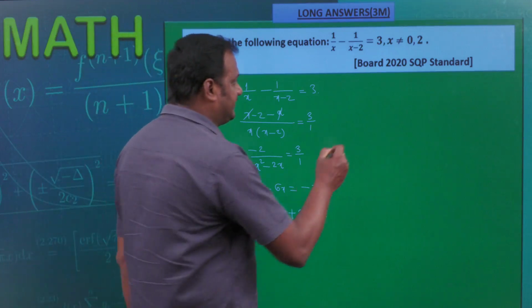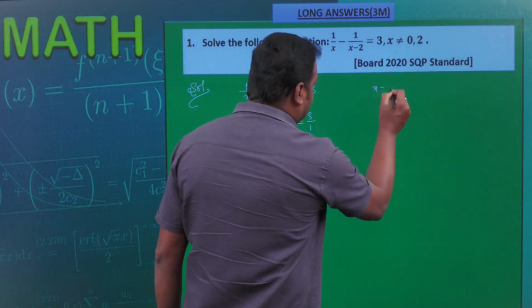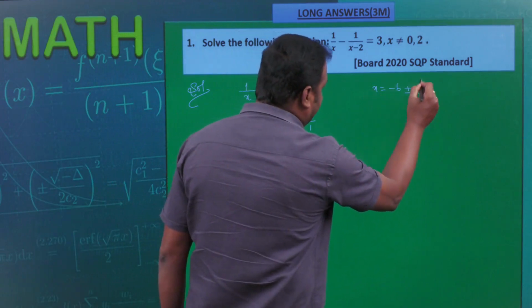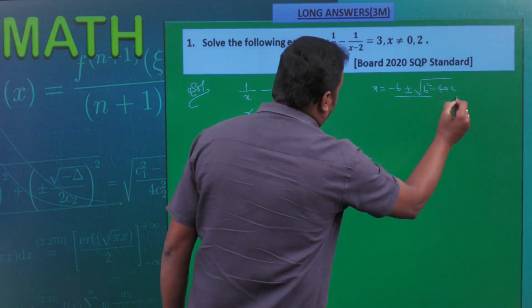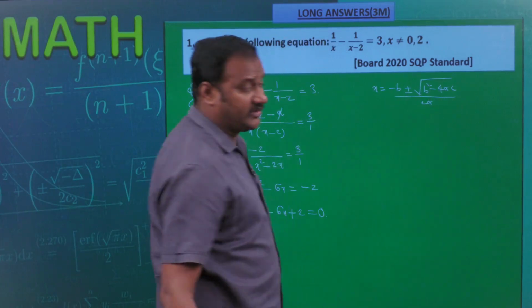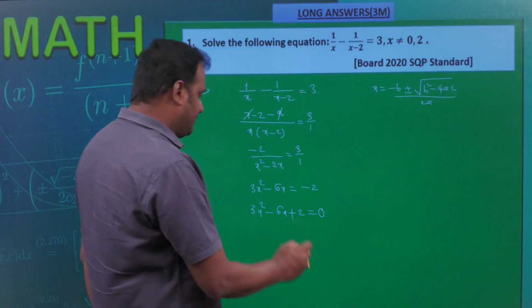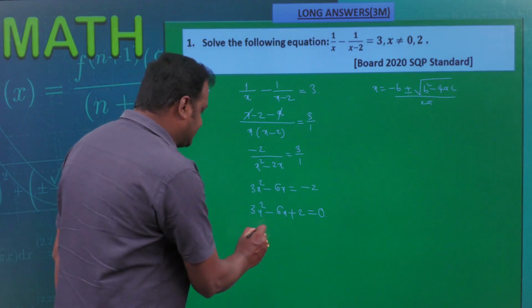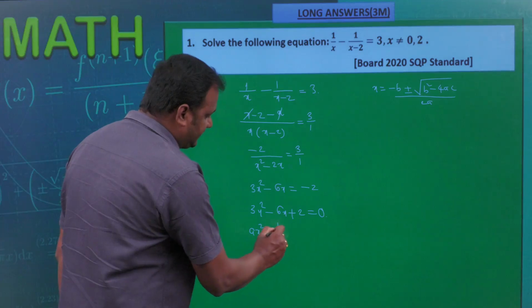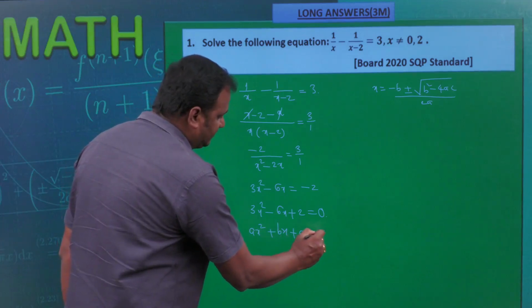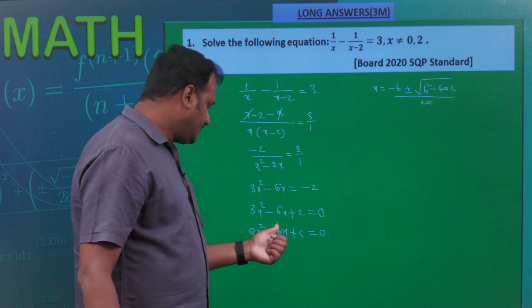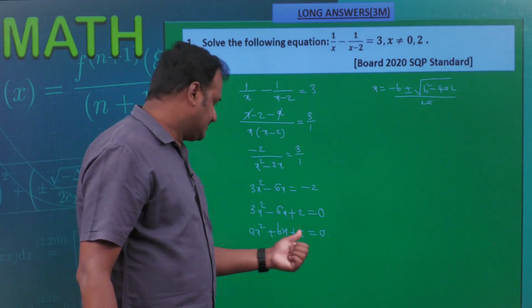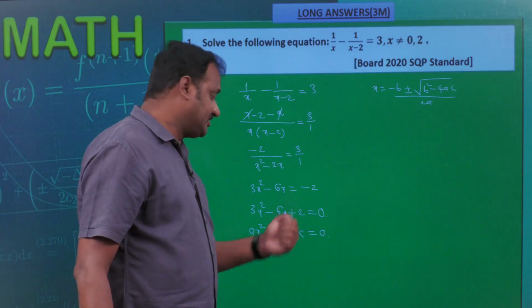So what is that formula method? x is equal to minus b plus or minus square root of b square minus 4ac, whole divided by 2a. This is called the quadratic formula. Before that, you will have to compare this with the standard form, ax square plus bx plus c is equal to 0, where the value of a is equal to 3, b is equal to minus 6, and c is equal to 2.